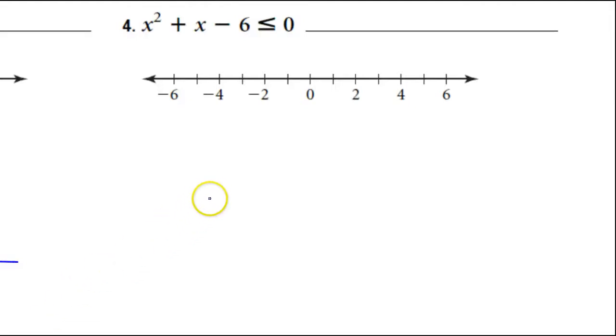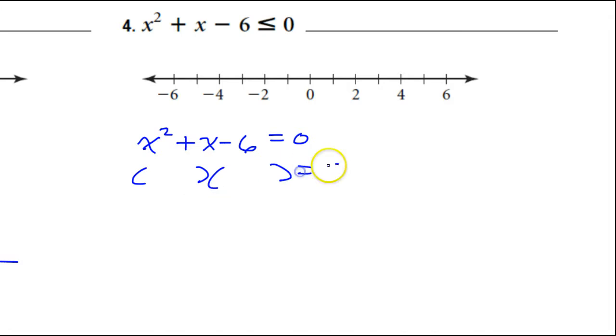In this video, we will continue practicing solving quadratic inequalities such as this one. Our strategy is to start by solving the related equation x squared plus x minus 6 equals 0. We can solve this probably by factoring.